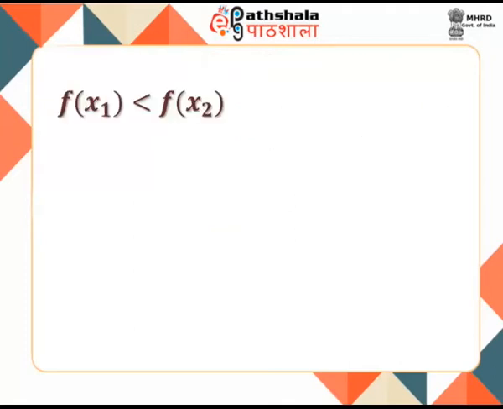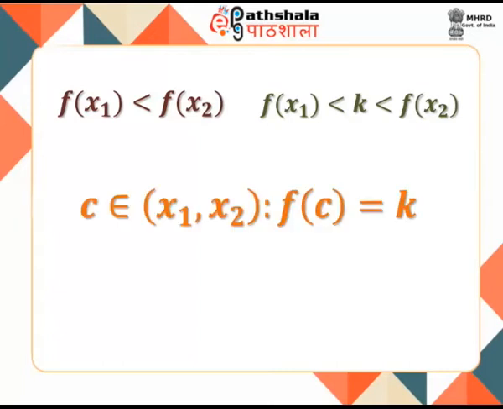Suppose f(x1) is less than f(x2) and f(x1) is less than k, which is less than f(x2), then the intermediate value theorem says there exists c belonging to (x1, x2) such that f(c) is equal to k. If f is not continuous on the closed interval, then the conclusion of the above theorem may not hold.